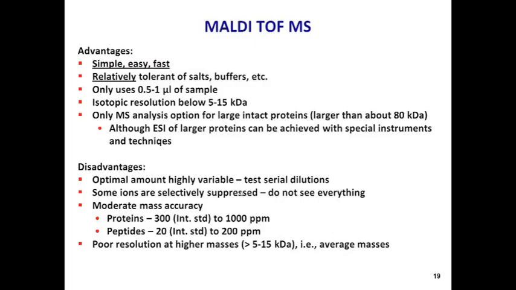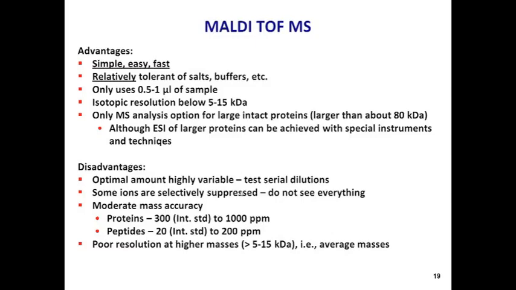And one can achieve isotopic resolution below 5 to 15,000 depending upon the instrument. It is actually your only mass spectrometry option for large proteins, although ESI of larger proteins can now be achieved with special techniques and with some of the most current instruments.